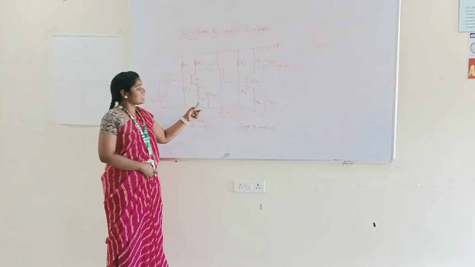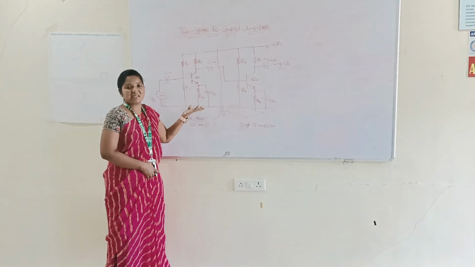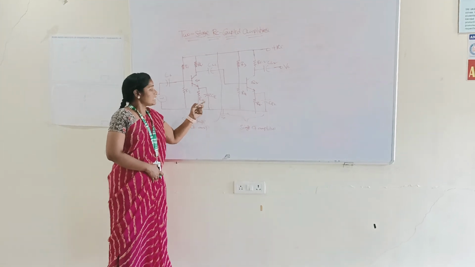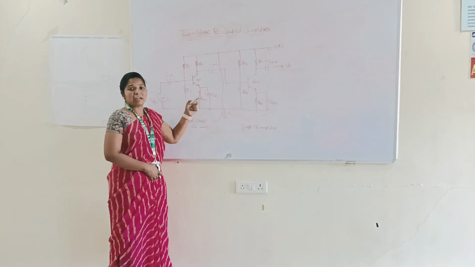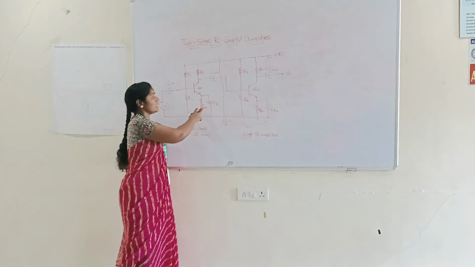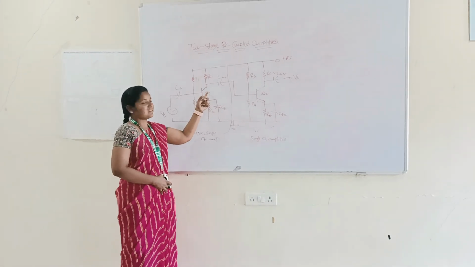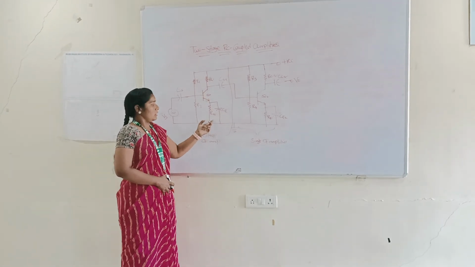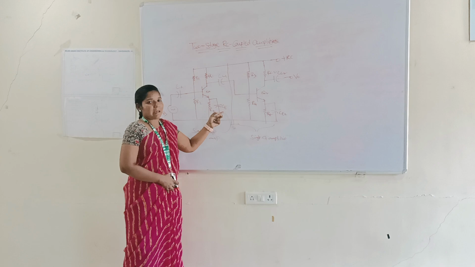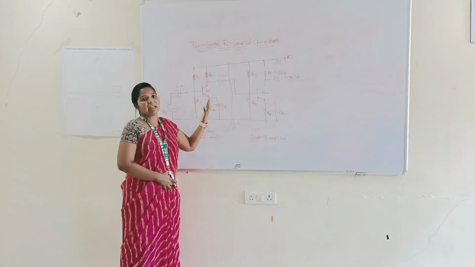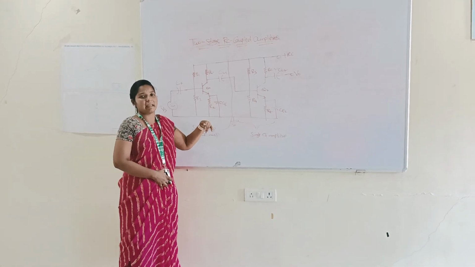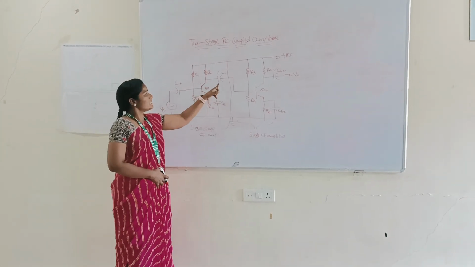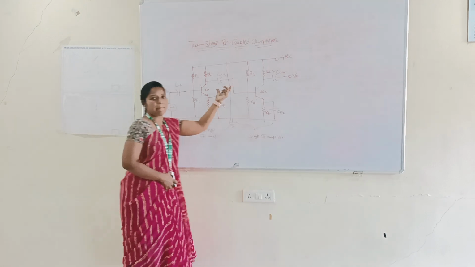The RE is the emitter resistor. The CE is the bypass capacitor. This RE is the emitter resistor, that means it is used for stabilizing the transistor in order to set the Q point in a stable way. CE is the bypass capacitor. If you want to increase the gain or decrease the gain, that is based on the bypass capacitor CE. CC1, CC2 are the coupling capacitors.